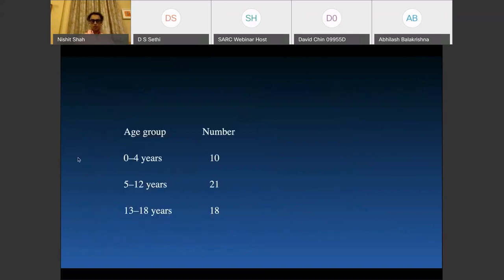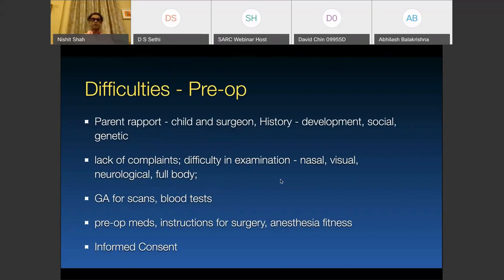Again, I would divide this further into below 4 years and above 5 years, because 0 to 4 years is far more a challenge than above 5. At 5 and above, you're starting to use the adult endoscope and your normal instruments, and 13 and above is really not very different at all. 0 to 4 does require a somewhat different approach. So what are the things we're looking at?